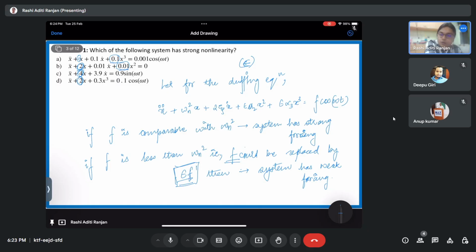And if I talk about this, here my omega n is 2, and the x cube term is 0.3. Correct? Now if I compare these three, right? If it would have been x square or x cube, then I would say that this is the correct answer, right?